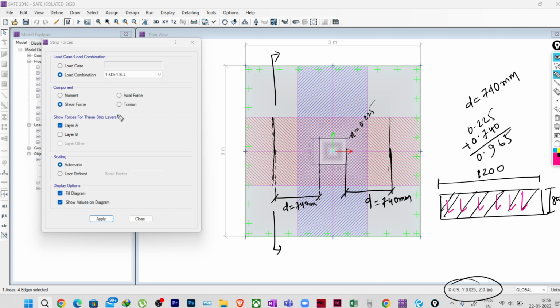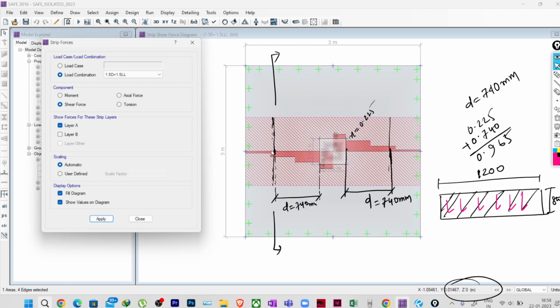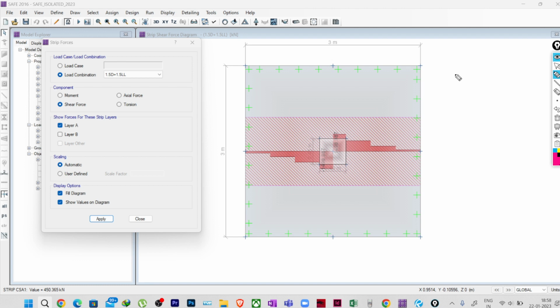So what is the shear force value that we are getting? If I click on apply, at this particular location, let me click on okay. If you go here, you can see it is 450.365 in this direction. Here it is 450.365. I will write, sorry, Vu we are getting 450.365 kilonewton.